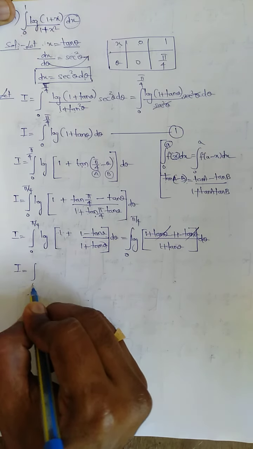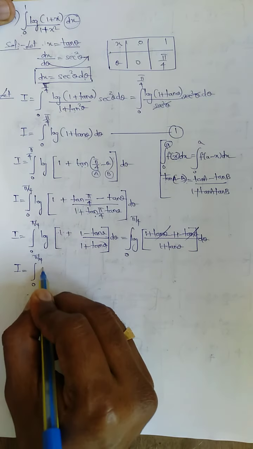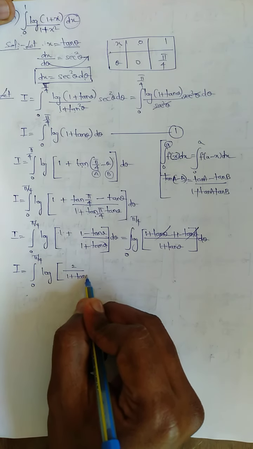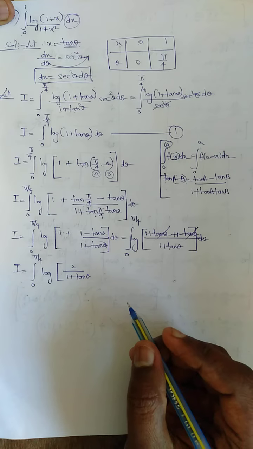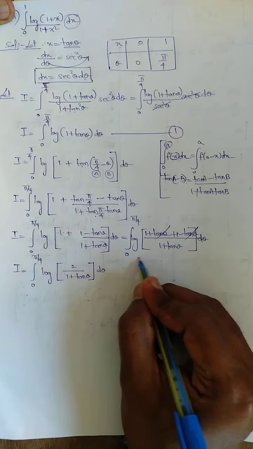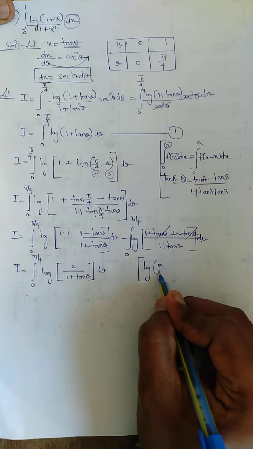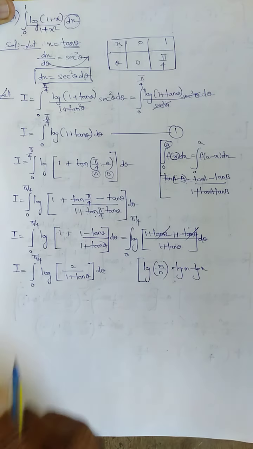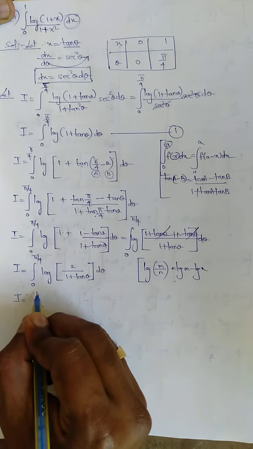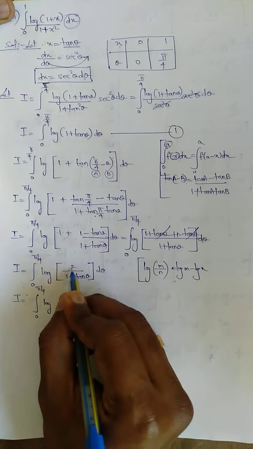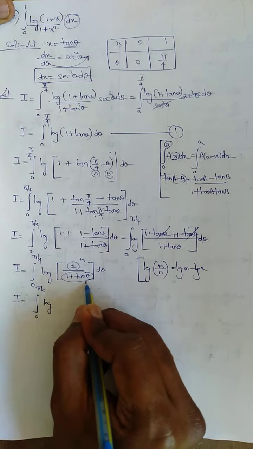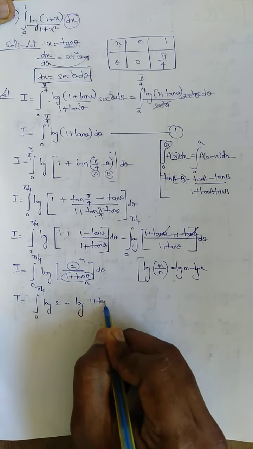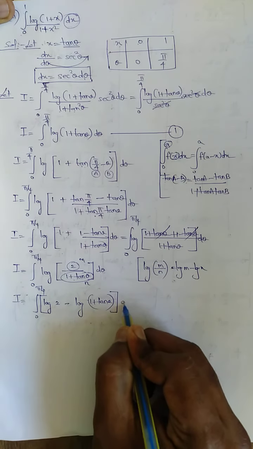I is equal to integration of 0 to pi by 4. What is present here? Log, open the bracket, 1 plus 1, 2, 2 divided by 1 plus tan theta, d theta. We know the formula. What is the formula? Log m by n is nothing but log m minus log n. The same I want to use here. I is equal to limit 0 to pi by 4 log, this is m, this will be n, log m minus log, what is n here? 1 plus tan theta, put whole bracket and write d theta.